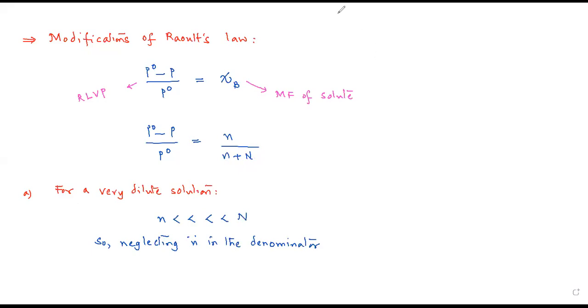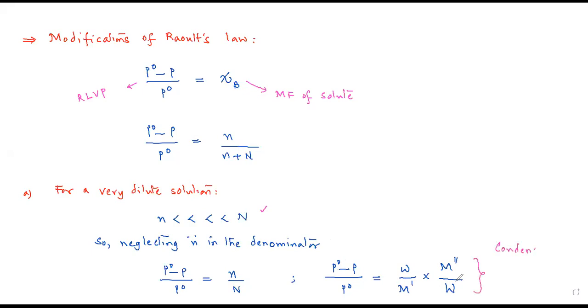Now, neglecting small n in the denominator, we get (P naught minus P) by P naught is equal to small n by capital N, right? Now, this can be finally written as (P naught minus P) by P naught is equal to W by M dash into M double dash by capital W, isn't it? Because we have imposed a condition, this is called the condensed form of Raoult's law, or reduced form of Raoult's law, or simplified form of Raoult's law.